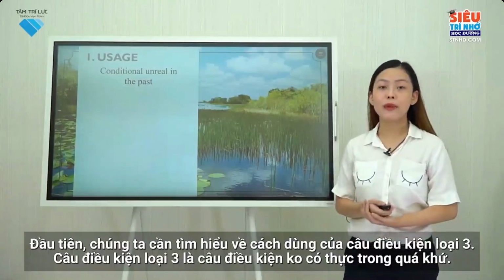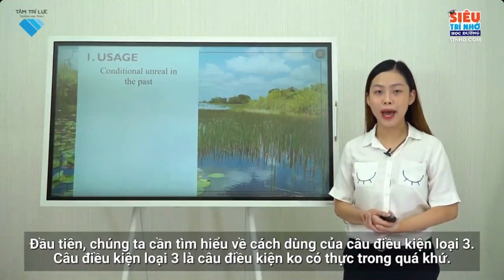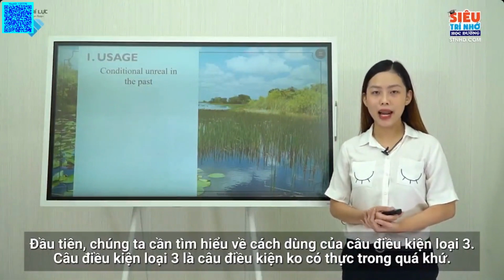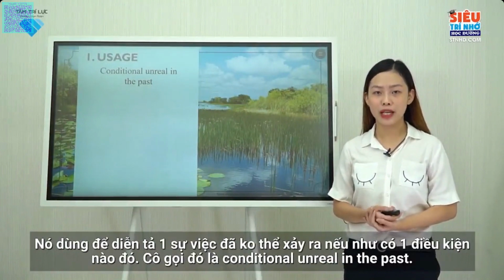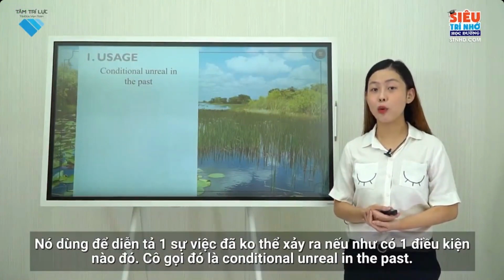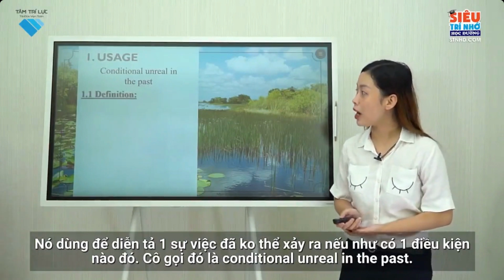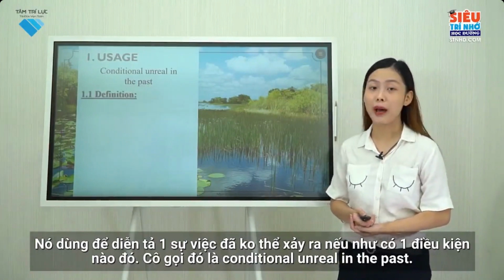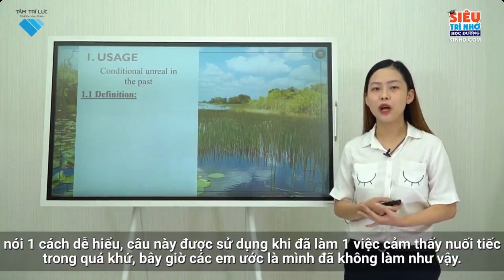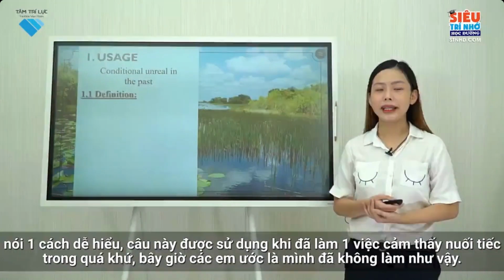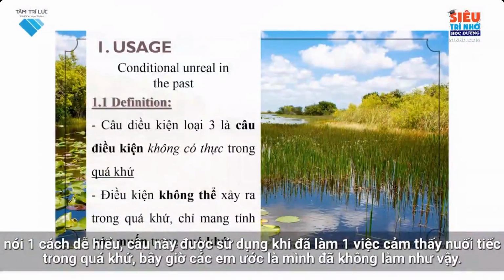First, we'll learn about the usage of the type 3 conditional. The type 3 conditional refers to an impossible condition in the past. It's used to express an action that couldn't have happened with a certain condition. It's called conditional unreal in the past. So in short, when we use the third conditional, we're expressing regret about the past, something you wish you had done in a different way.